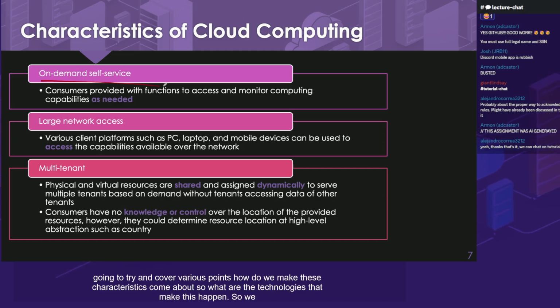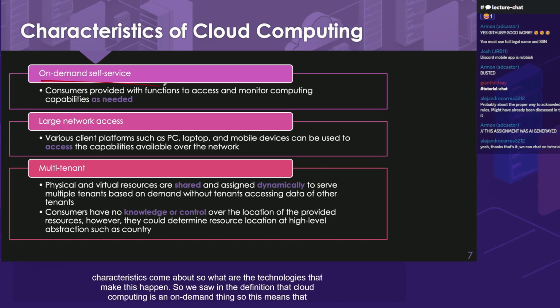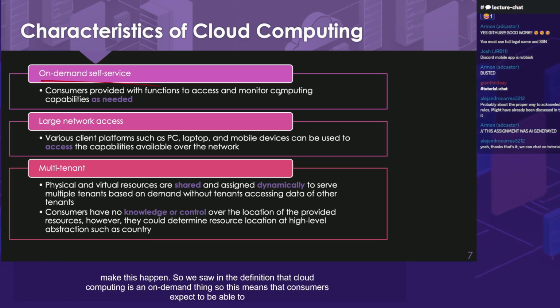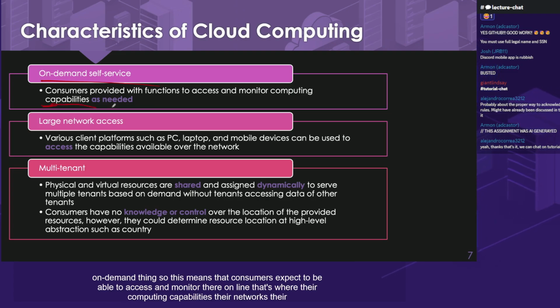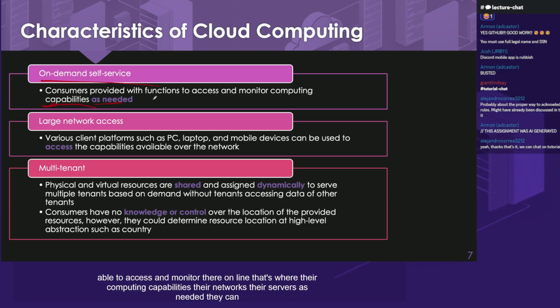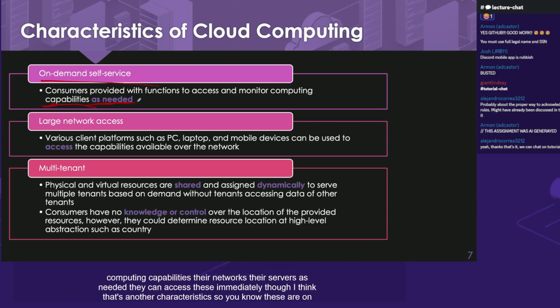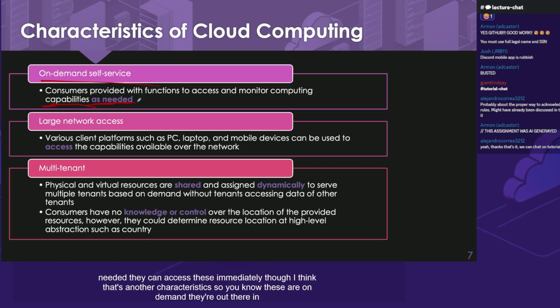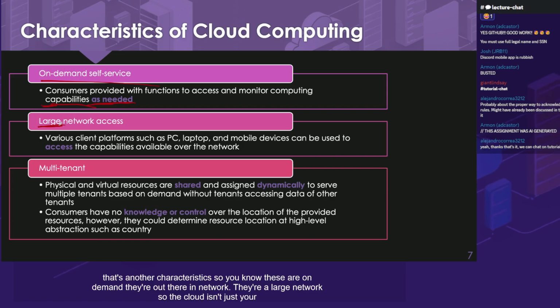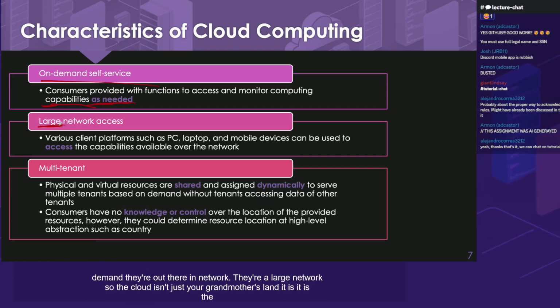So we saw in the definition there that cloud computing is an on-demand thing. So this means that consumers expect to be able to access and monitor their computing capabilities, their networks, their servers as needed. They can access these immediately, though I think that's another characteristic. So, these are on demand. They're out there in the network. They're a large network, so the cloud isn't just your grandmother's LAN. It is a much larger network.